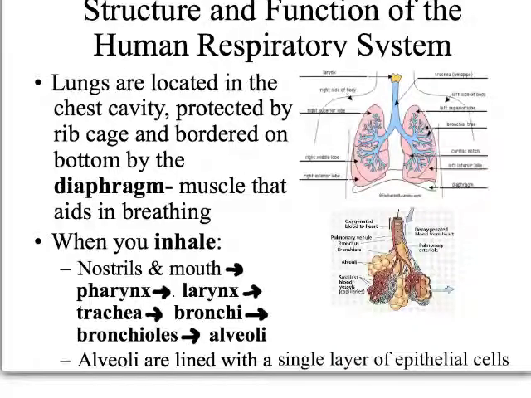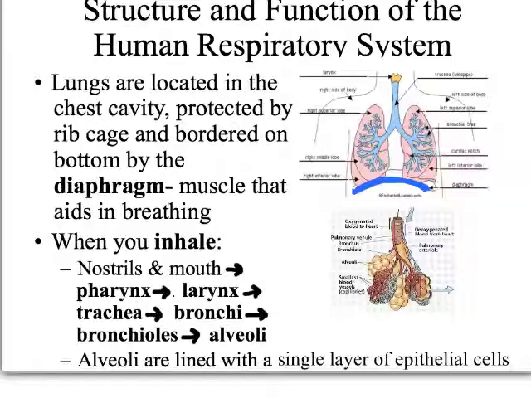So let's take a look at what our respiratory system consists of. So we have lungs. We have two sets of lungs, one on each side of the chest cavity, that are protected by the rib cage and bordered on the bottom by a muscle called the diaphragm, okay, which is here. All right. Now, the diaphragm is a muscle that is going to aid in breathing, and we'll talk about that in just a minute.